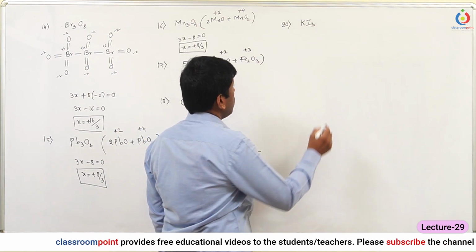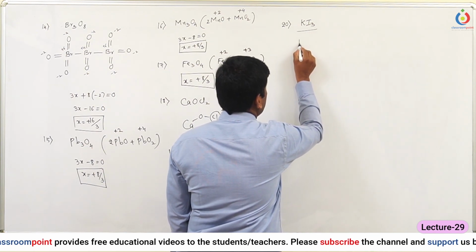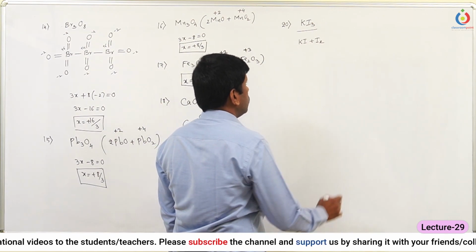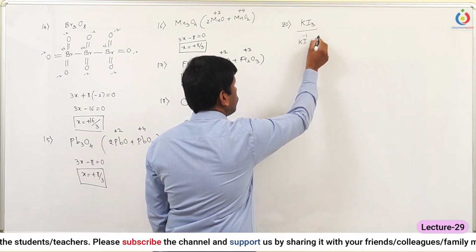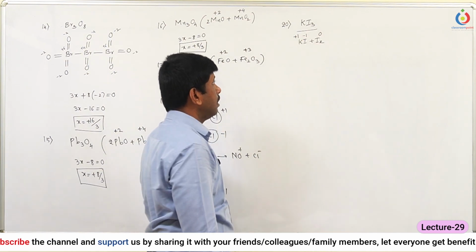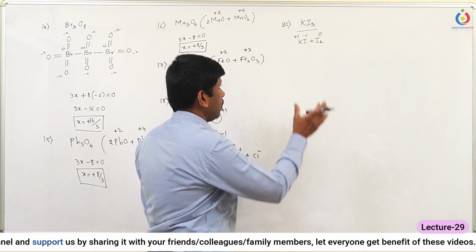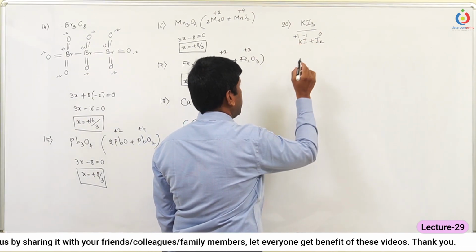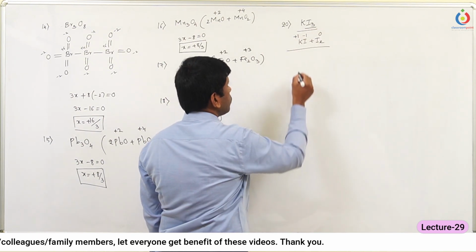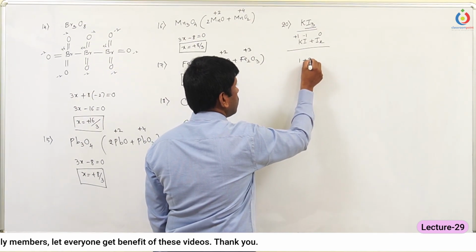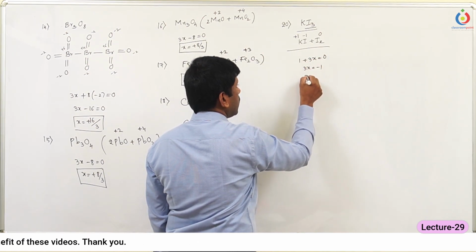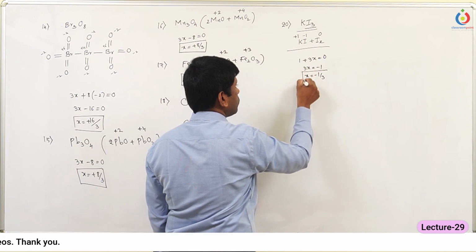KI3. In KI3, actually it exists in the form of KI plus I2. So here iodine exhibits the -1 oxidation state, here iodine exhibits 0 oxidation state, potassium exhibits the +1 oxidation state. These are individual oxidation states. If you want to take the average oxidation state of all these iodines, then potassium is 1 plus 3x equals 0. So 3x equals -1, x equals -1 by 3.